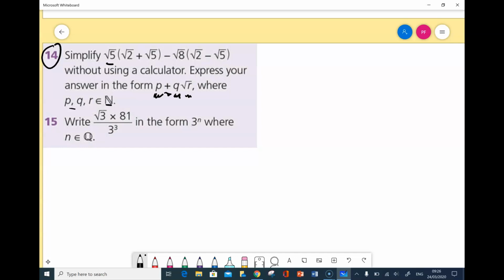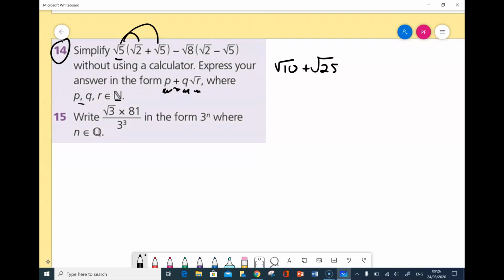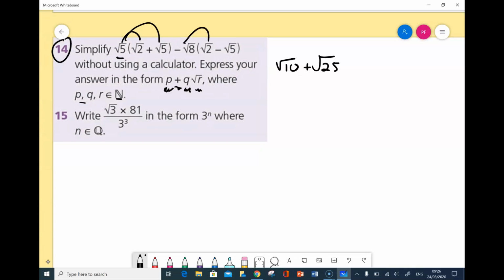So let's do it by multiplying it. So root 5 by root 2 is going to give me root 10. Root 5 by root 5 is going to give me root 25, or just 5 if you wish. Minus root 8 by root 2 is minus root 16, and minus root 8 by minus root 5, minus by minus is a plus, and 5 times 8 is 40, so root 40.